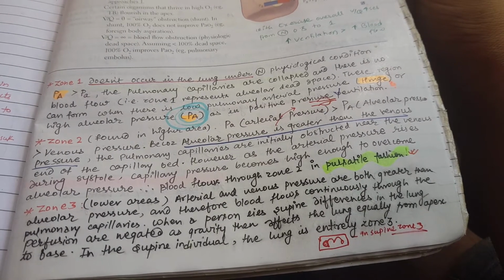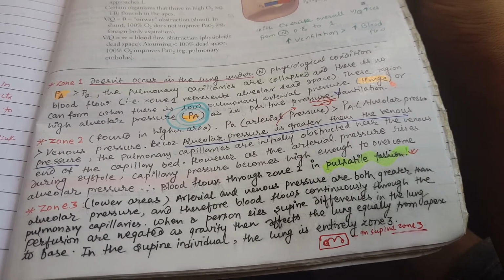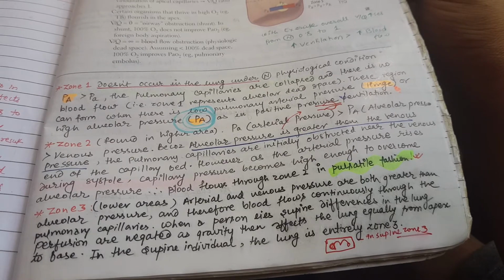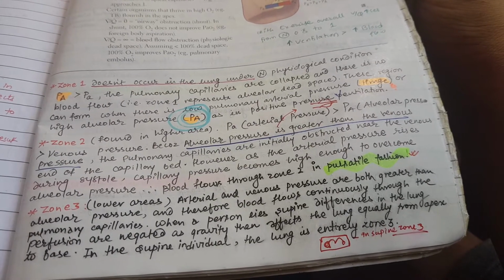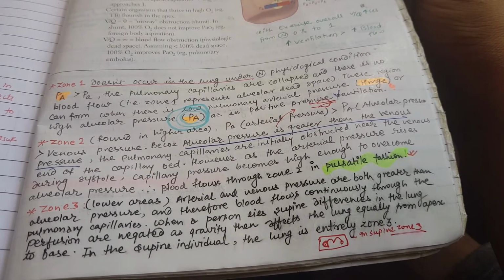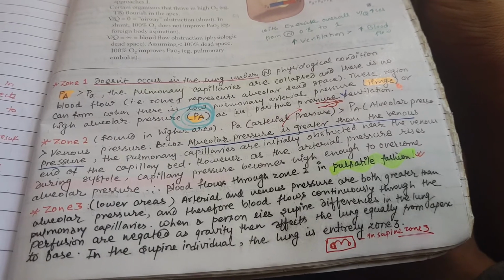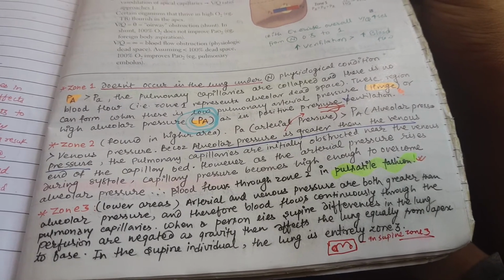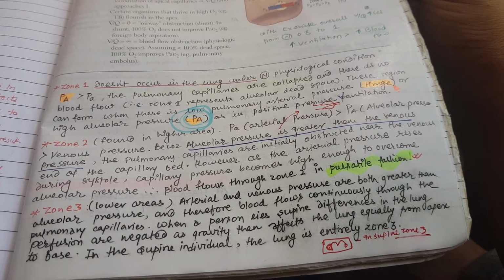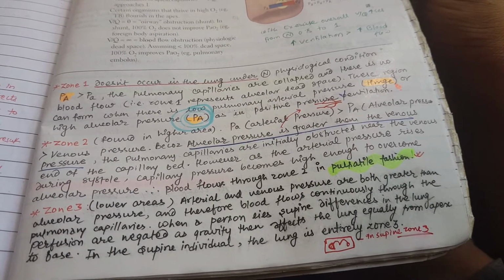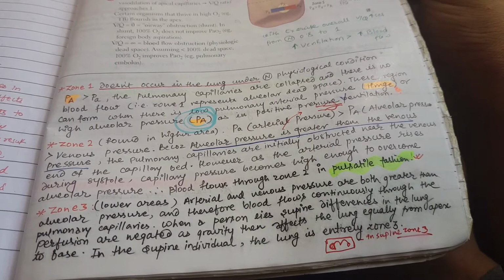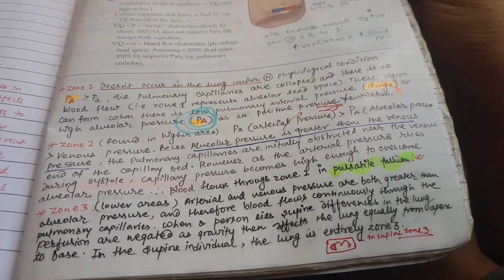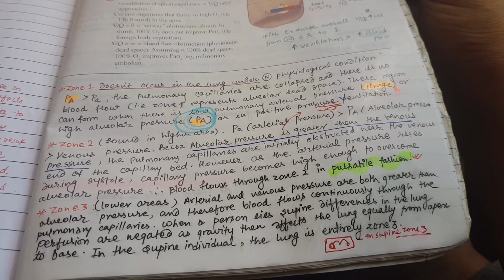Because alveolar pressure is greater than the venous pressure, the pulmonary capillaries are initially obstructed near the venous end of the capillary bed. However, as the arterial pressure rises during systole, capillary pressure becomes high enough to overcome the alveolar pressure, and blood flows through zone 2 in a pulsatile fashion. This is very important, and it is logical also, because here it will be pulsatile.